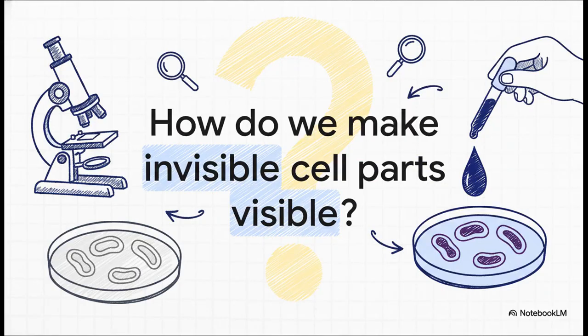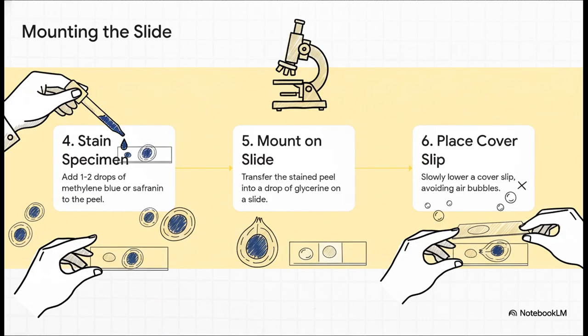But wait a minute, there's the catch. Most of the really interesting parts inside a cell are basically transparent. So if we just put this under the microscope right now, we wouldn't see much of anything. So how do we fix that? We use a stain. It's like a dye for cells. By adding a drop of something like methylene blue, different parts of the cell soak up that color. The nucleus in particular really grabs onto it, which makes it pop.